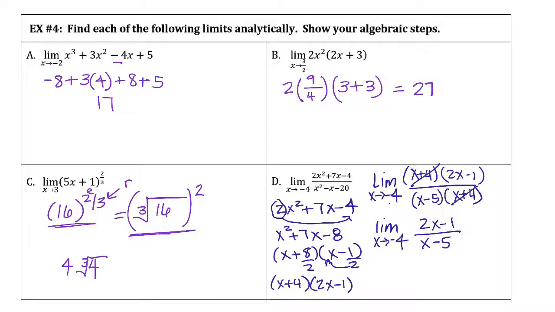Now we can substitute in, and when we do that, we're going to get negative 8 minus 1, so negative 9 on top. And then in the denominator, once we substitute in, we get negative 9. So that limit is positive 1.